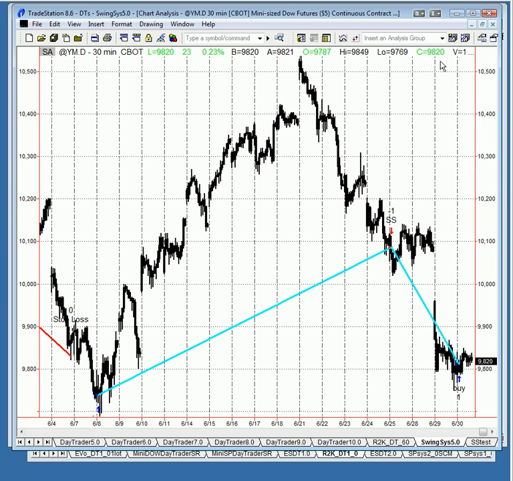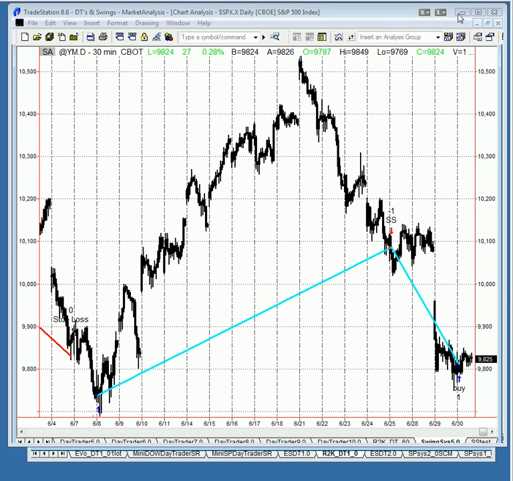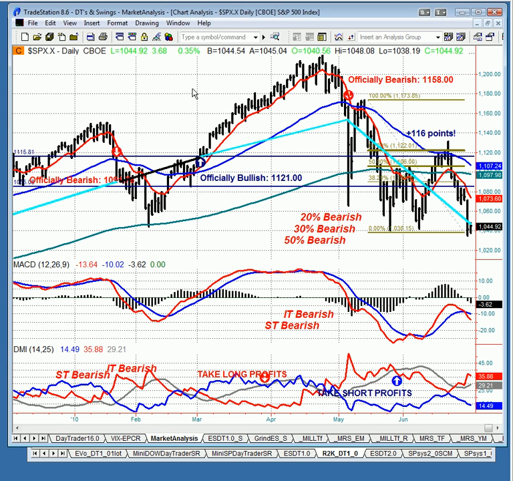And back to the long side around 9,800, but we're looking actually at the chart of the daily market. This is the daily S&P 500 cash market. As you know, if you're following our videos, our official market timing has remained bearish since the break below 1158, and of course now we're at 1044, a profit of 116 points in the market on this. That's of course 116 S&P points, 116 ES points. It's quite a bit of profit.